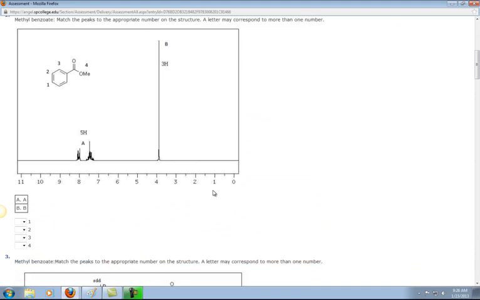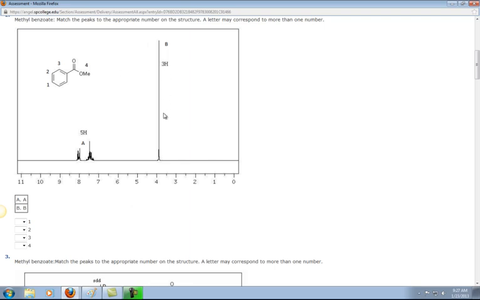Right, next we go on to the proton NMR portion of things, and what you can see here is that the peaks have been labeled A and B, and this A here refers to this group of peaks, and B refers of course to this peak here. Now it says match the peaks to the appropriate number on the structure. A letter may correspond to more than one number. So here are the numbers that we're talking about. And I think the best way to approach this is to handle the numbers one at a time and try and figure out to which peak they belong. So for number 1 and actually 2 and 3, they're all part of peak A, while number 4 here is going to be for peak B.